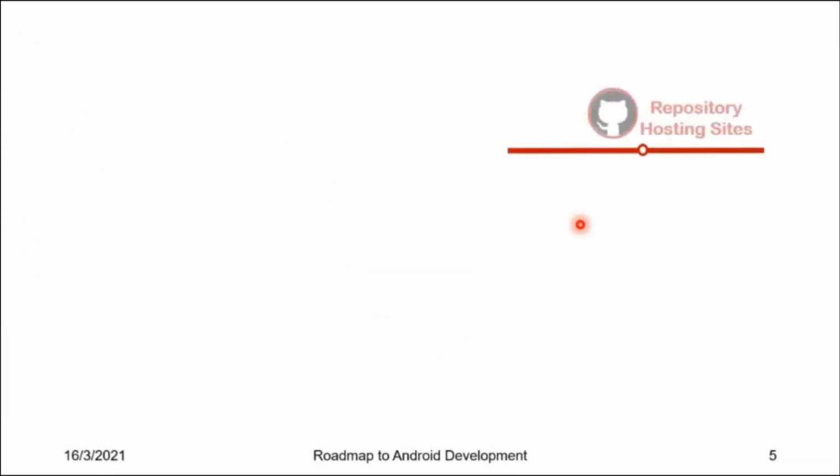The next step is looking for repository hosting sites. Repositories are basically folders which house your projects. Now the version control that you learned before can be stored on the internet using these repository hosting sites. Again, there are different sites such as GitHub, GitLab and Bitbucket. You can choose whatever site you feel most comfortable with. All you need to do is create an account and you can upload your projects to it.